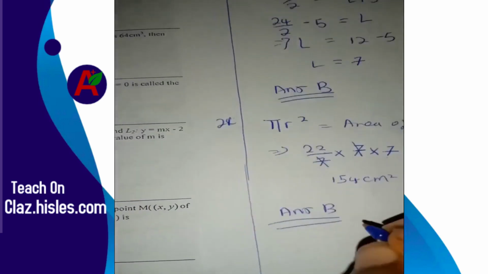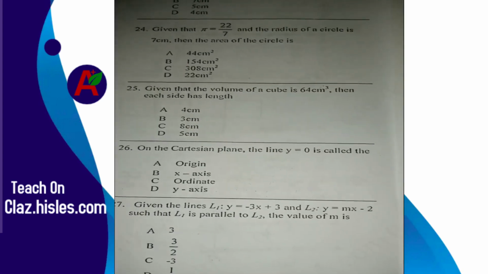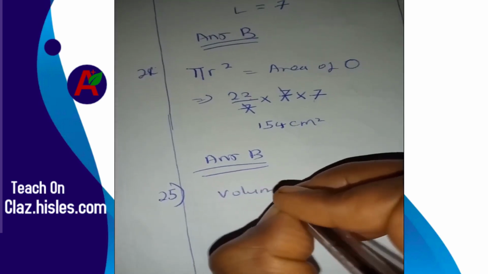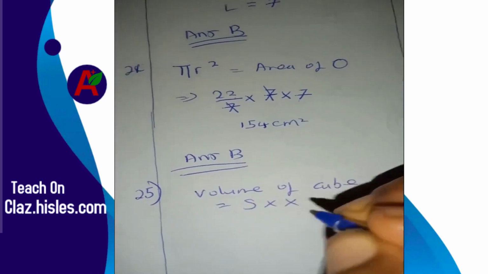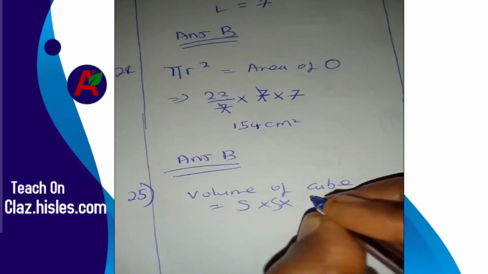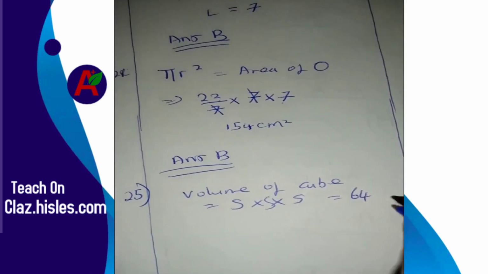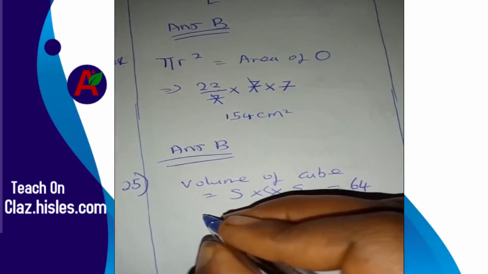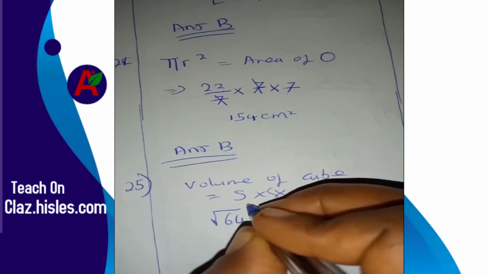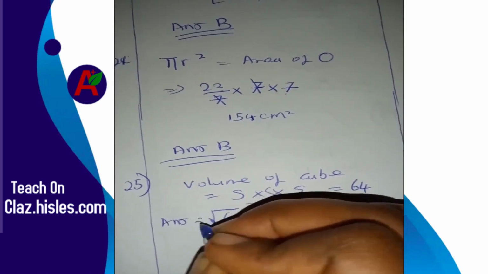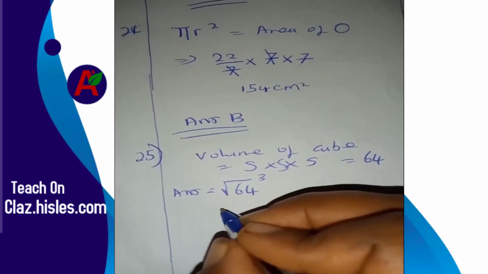What do we have again? We have number 25. Given that the volume of a cube is 64 centimeters cubed, then each side has length. What's the formula to find the volume of a cube? The volume of a cube is side times side times side, and this has given us 64. So to get the side of a cube, we take the cube root of 64.